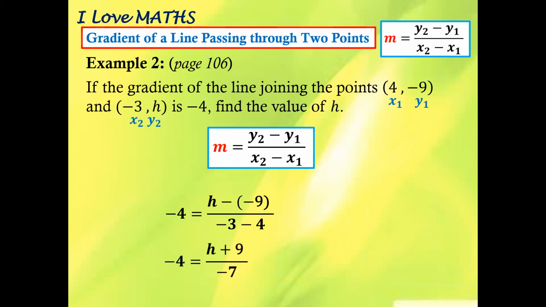Simplifying this, it will become negative 4 equals h plus 9 over negative 7. Cross multiply, that is negative 4 times negative 7 is 28 equals h plus 9. And moving 9 to the left side, combining with 28, the value of h is 19.